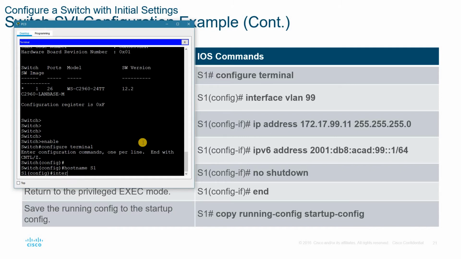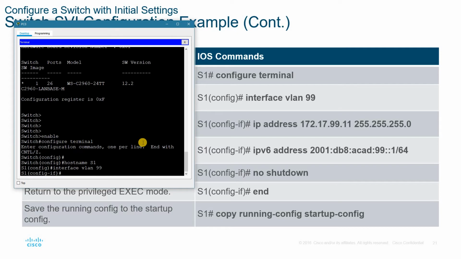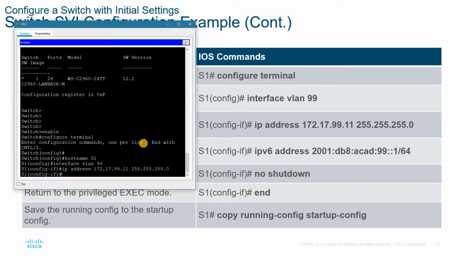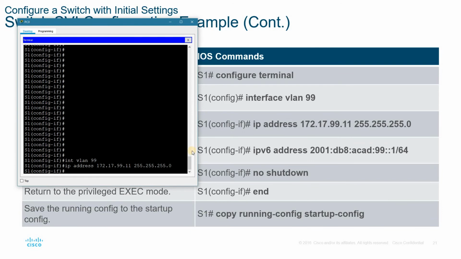We're gonna go interface VLAN 99, enter. So you are inside now VLAN 99. Then we're gonna put an IP address there: 172.17.99.11, subnet mask of 255.255.255.0. Enter. Okay, let's skip IPv6 for now. So let's just use muna IPv4 for this example. Okay, so I'm gonna do no shutdown to turn on the SVI link.